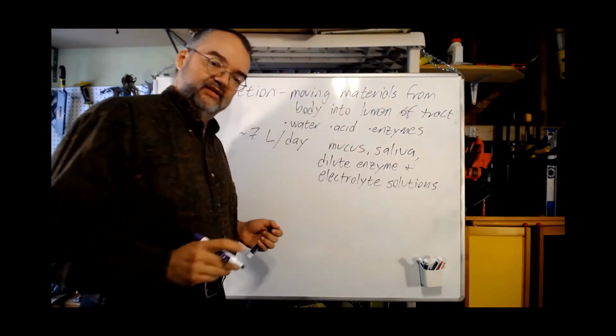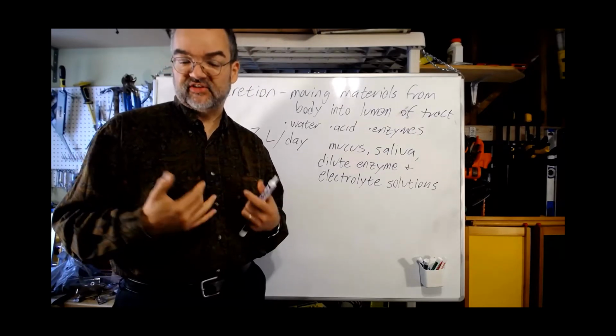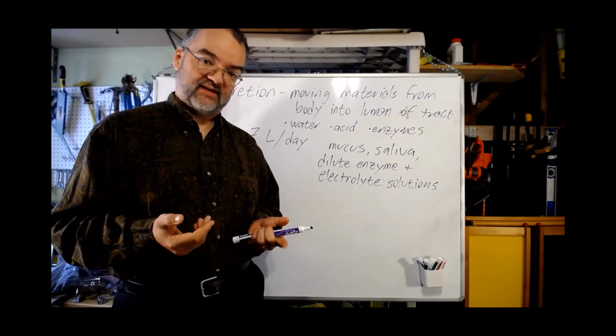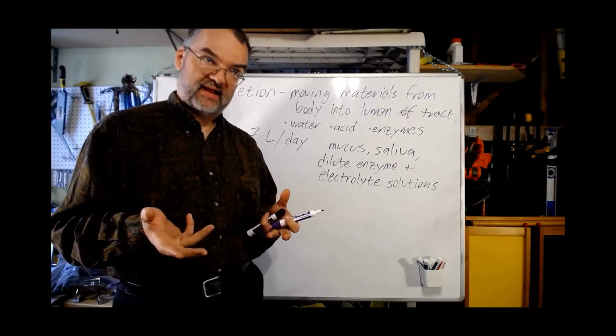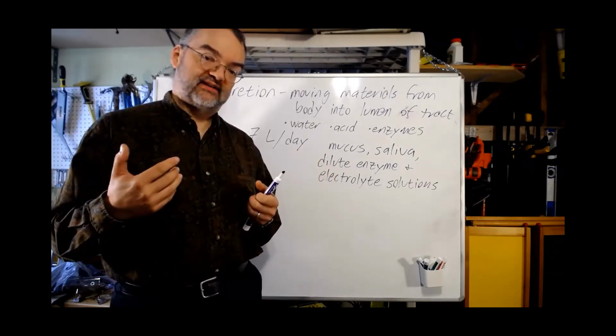So that would include things like the stomach acid that our stomach secretes. That's actually not as dilute. The bicarbonate solution from our pancreas, enzymes dissolved in water secreted mostly by our pancreas, but also by other things along the way. The electrolytes that we put in various places.